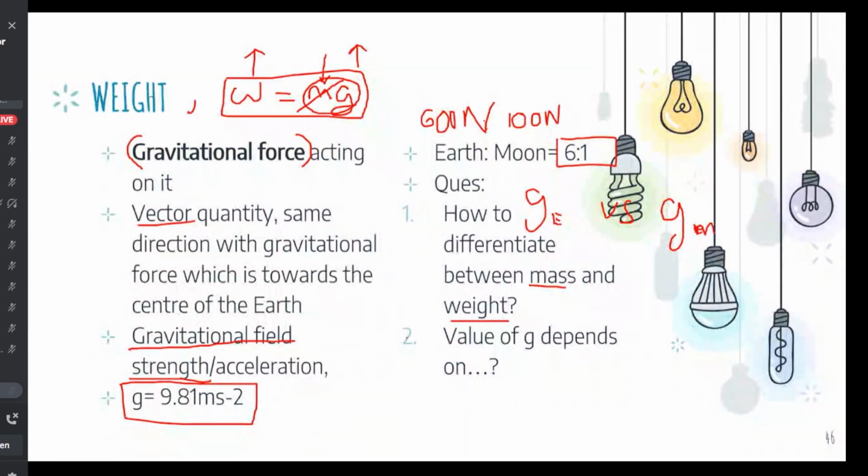And the second thing is the value of g. It depends on two things. Can you guys guess what the two things are? I know it's a bit hard, but I think it might be quite helpful as well. I think it's in your textbook also.